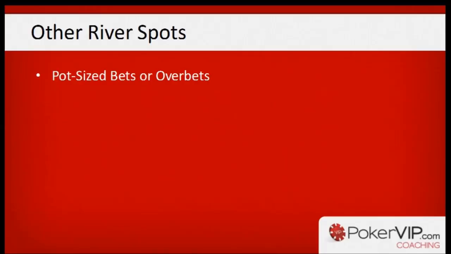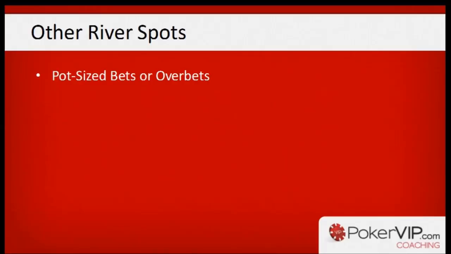So an interesting filter to run would be looking at pot size bets or over bets on the river. Can be especially interesting to analyze this if you have some of the advanced tools such as the Notecaddy scatter graph, where you can see the correlation between your opponent's bet sizing and the strength of his hand.